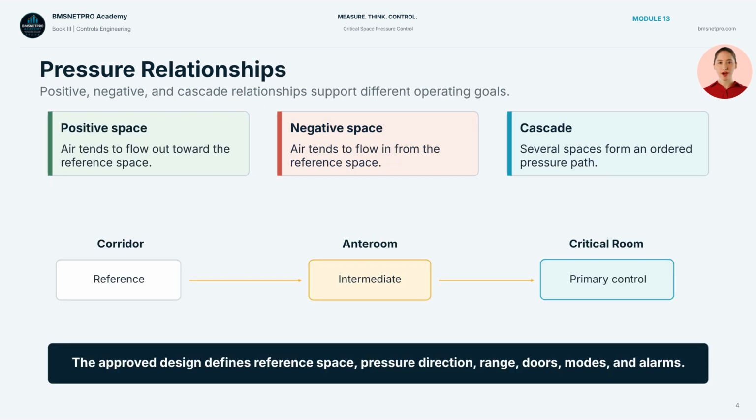Critical spaces may be positive, negative, or part of a pressure cascade. A positive space tends to push air outward toward the reference. A negative space tends to pull air inward from the reference. A cascade may use a corridor, anteroom, and critical room to create an ordered pressure path. The approved design should define the reference space, pressure direction, range, supply and exhaust requirements, door relationships, normal and emergency modes, alarm limits, and documentation requirements.